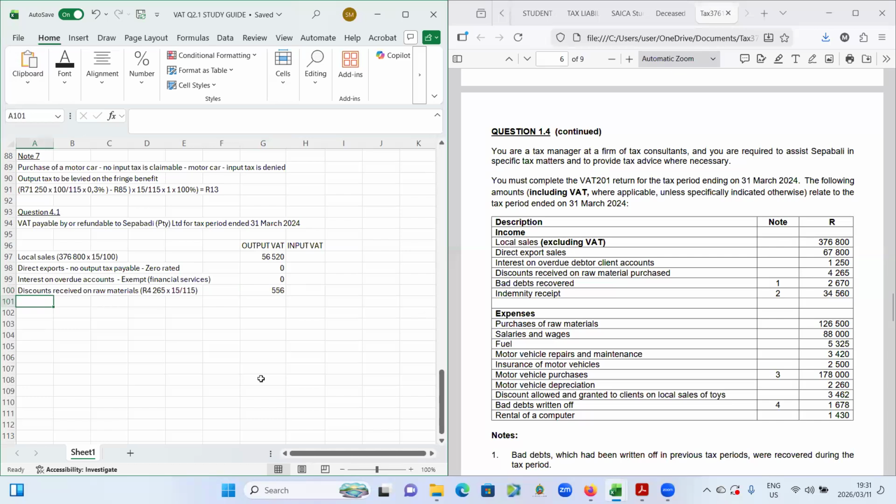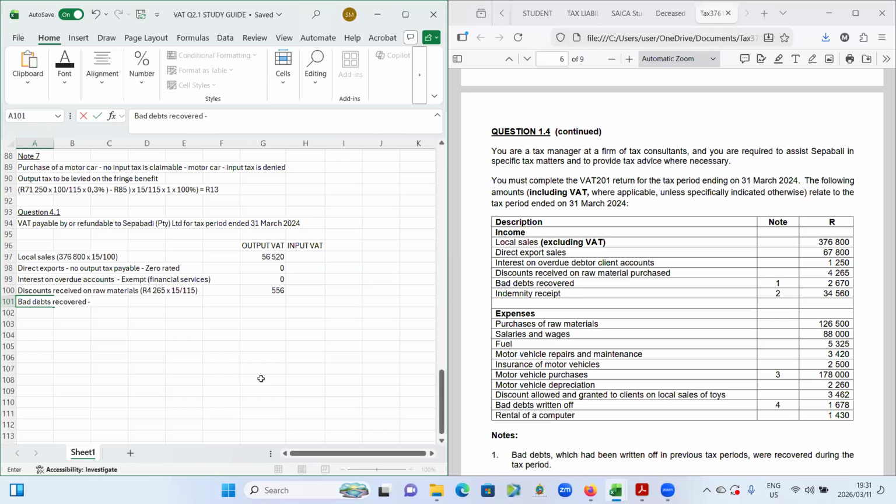Then bad debts recovered. What are the VAT implications on bad debts recovered? We do what? It's output tax indeed. Yes, you are right. Remember, you are selling goods on credit, because you are registered on invoice, you have to levy output tax to SARS, even before receiving money.